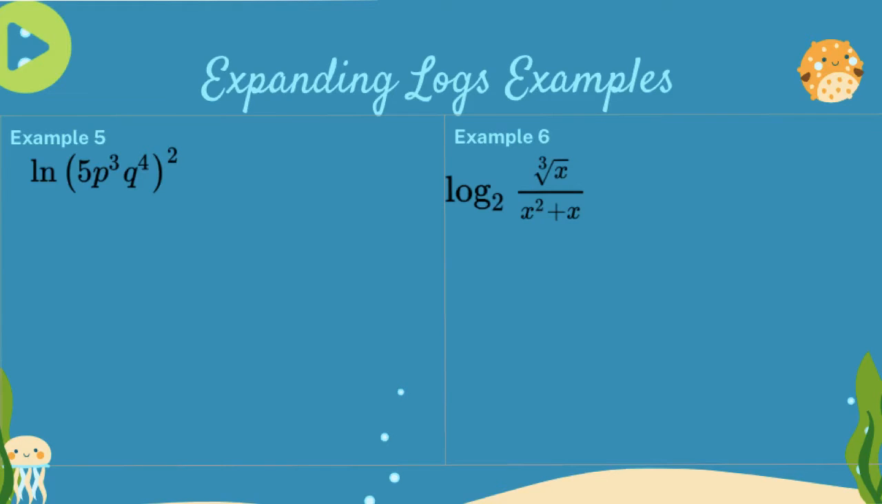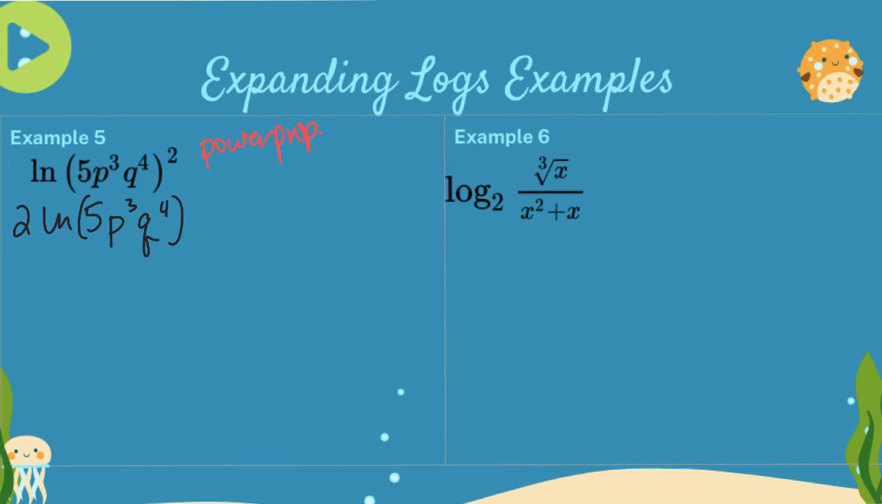Expanding logs, examples 5 and 6. In example 5, the first thing I notice here is this exponent of 2, so I'm going to use the power property to bring that down up front. 2 ln 5p cubed q to the 4th.